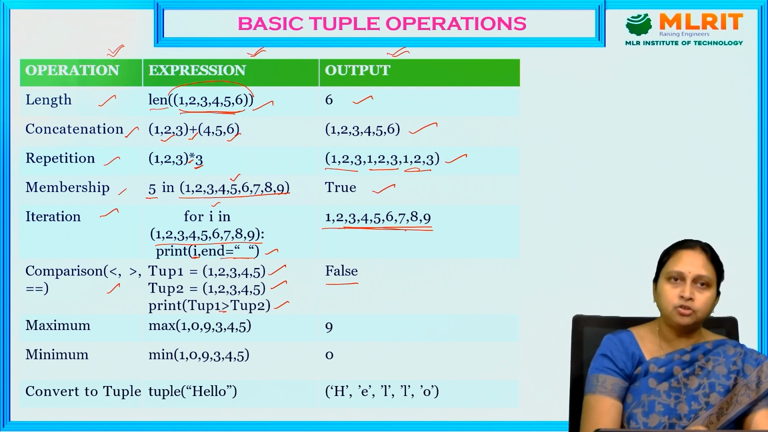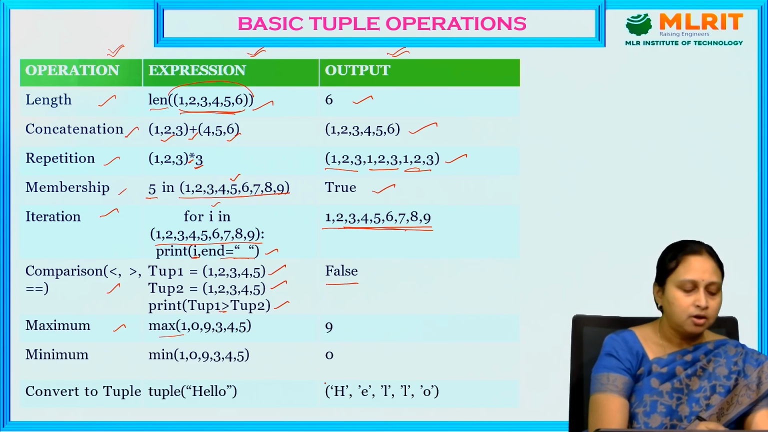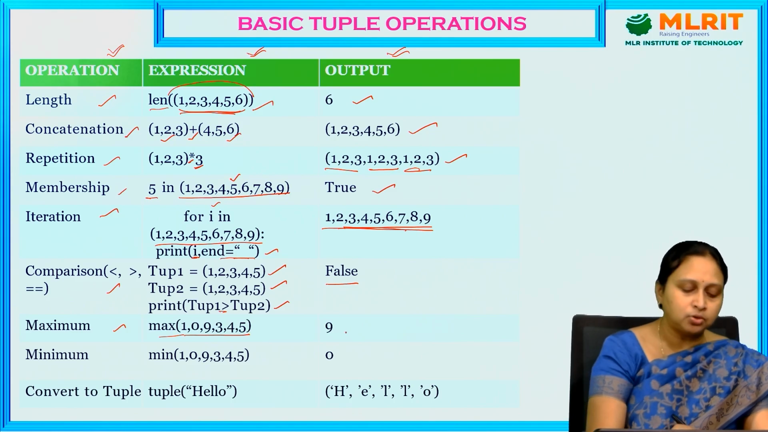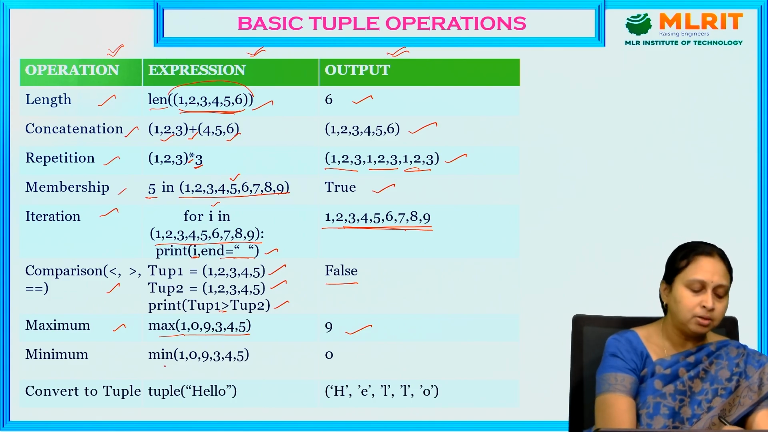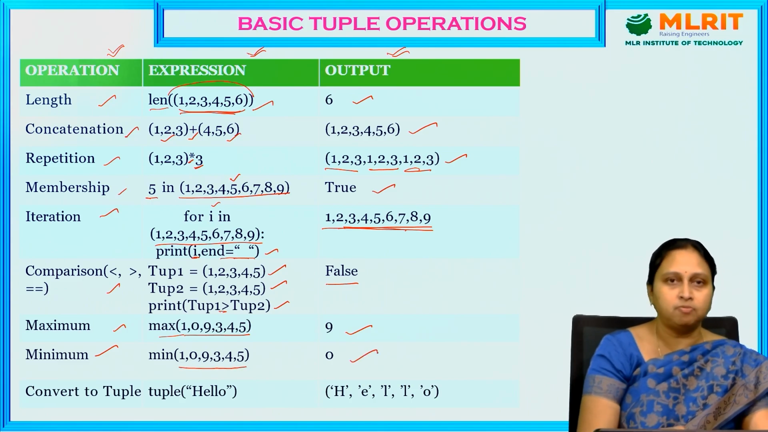Next, we are going to find the maximum in the tuple. In that particular case, we can use max as the function. From the given tuple, it is going to find the maximum value present in the list or tuple. 9 is the maximum value in the tuple, and that will be printed. In a similar way, we can find the minimum value, min of those tuple elements. If you specify it, it will return the minimum value.